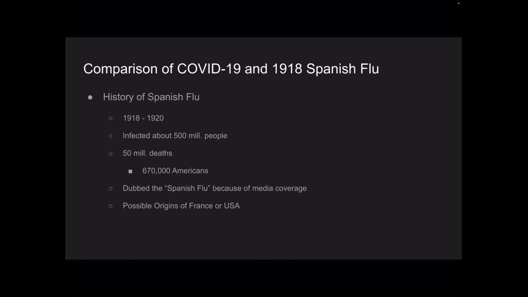To start us off, I'll give a brief history of the Spanish flu. The Spanish flu lasted from 1918 to 1920 and consisted of 4 waves. It infected about 500 million people and roughly 1/3 of the world's population at that time, and resulted in the deaths of 50 million, including 675,000 Americans.